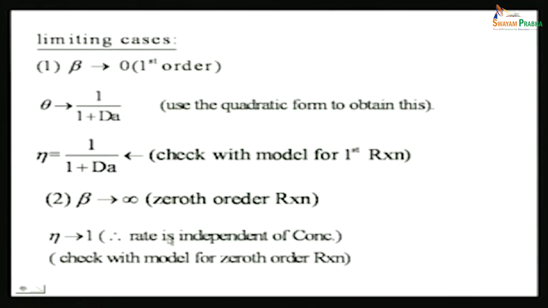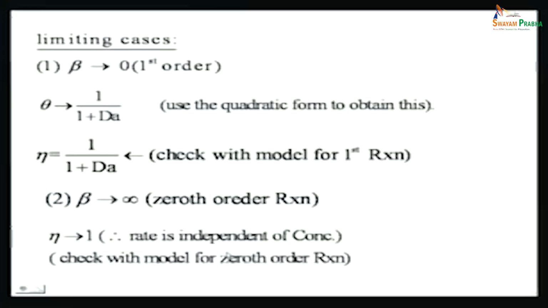Okay, beta going to infinity, eta going to 1. Why am I doing these two limiting cases? Because these are two limiting cases I have already solved before, if you remember: eta goes to 1 over 1 plus dA for beta going to 0, that is the first order case I did separately, and then I did the 0th order case where I told you that eta goes to 1. The reason eta goes to 1 is because there is no effect of the boundary layer essentially, and the concentration at the surface equals the concentration at the boundary layer. Okay, so whenever you do a nonlinear problem, it is important to check the two asymptotic limits of the nonlinear problem against the two solutions that you know. So that is what we are doing.